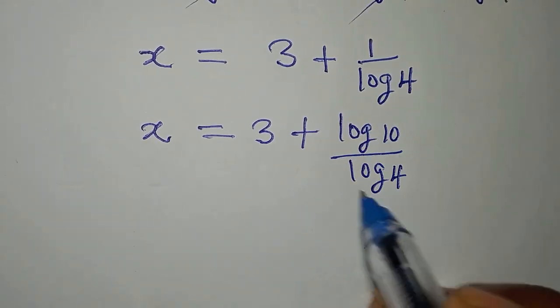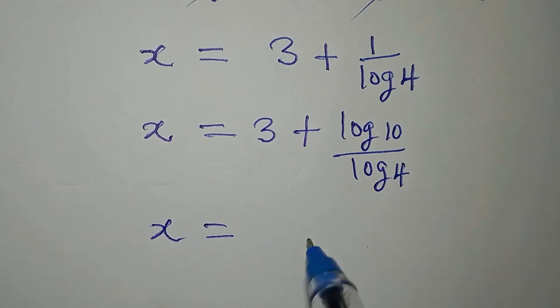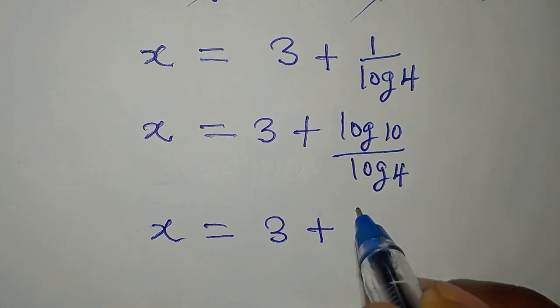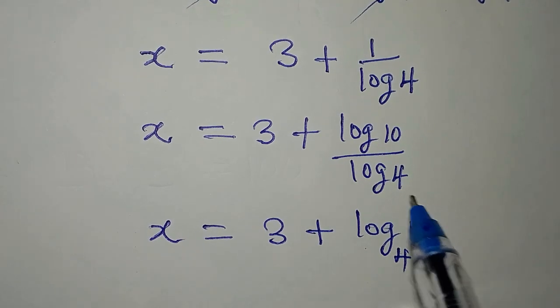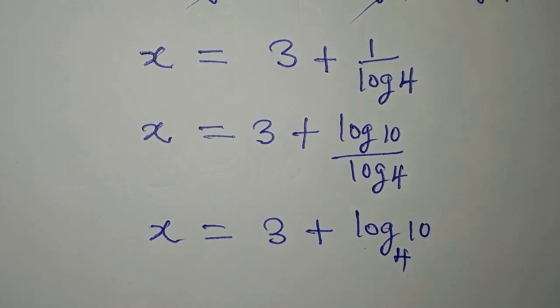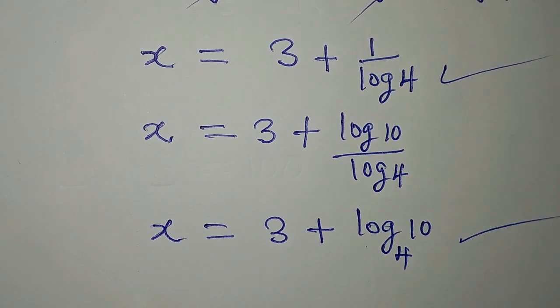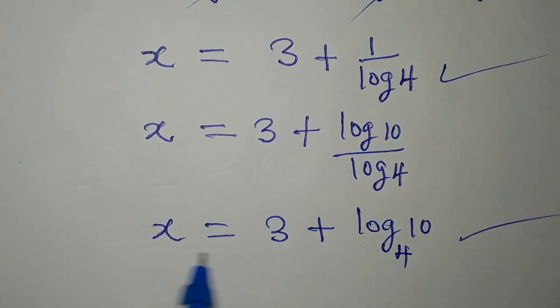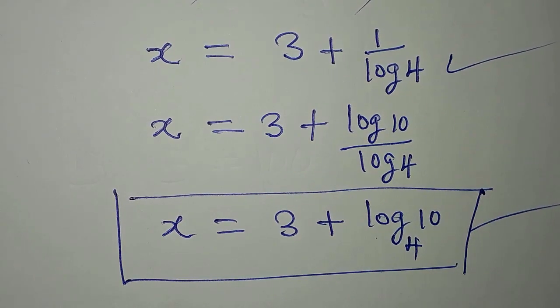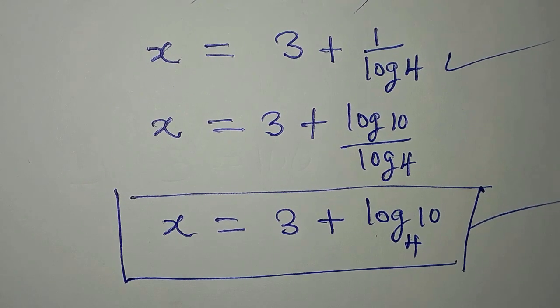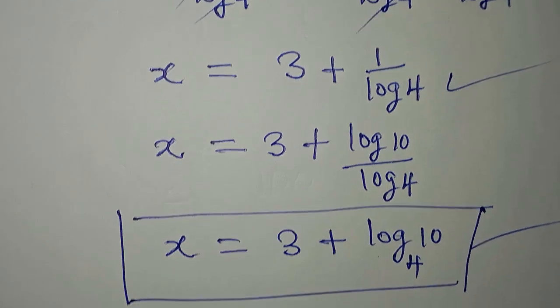Then you can apply change of base, and x will be 3 plus log 10 to the base of 4. This 4 right here becomes the base. But remember that this and this are still the same thing, right? Now let's put this into the equation. This is the value of x now. So we're going to put this value of x into the equation and then we confirm.